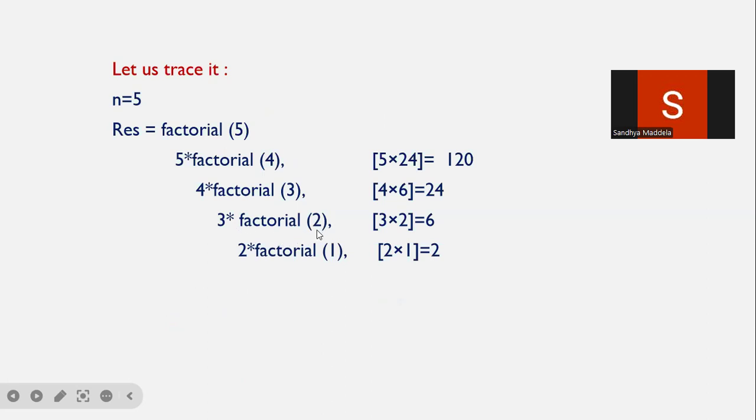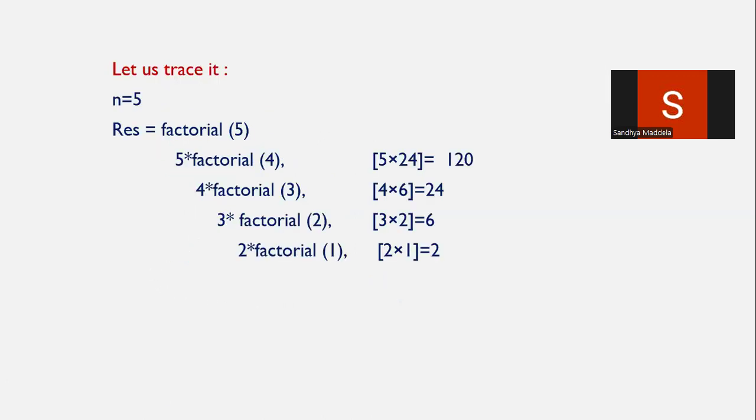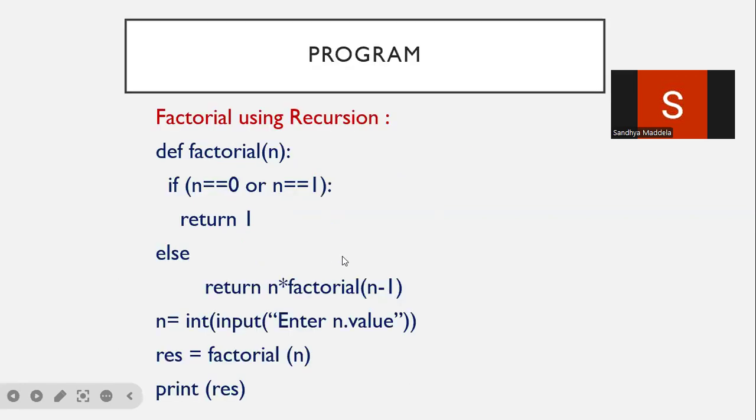So here factorial of 2. 2 is not equal to 0 and 2 is not equal to 1, so again we go to the else part: 2 into factorial of 2 minus 1, meaning 1. Here 1 is not equal to 0, but 1 is equal to 1. So let us stop it here.